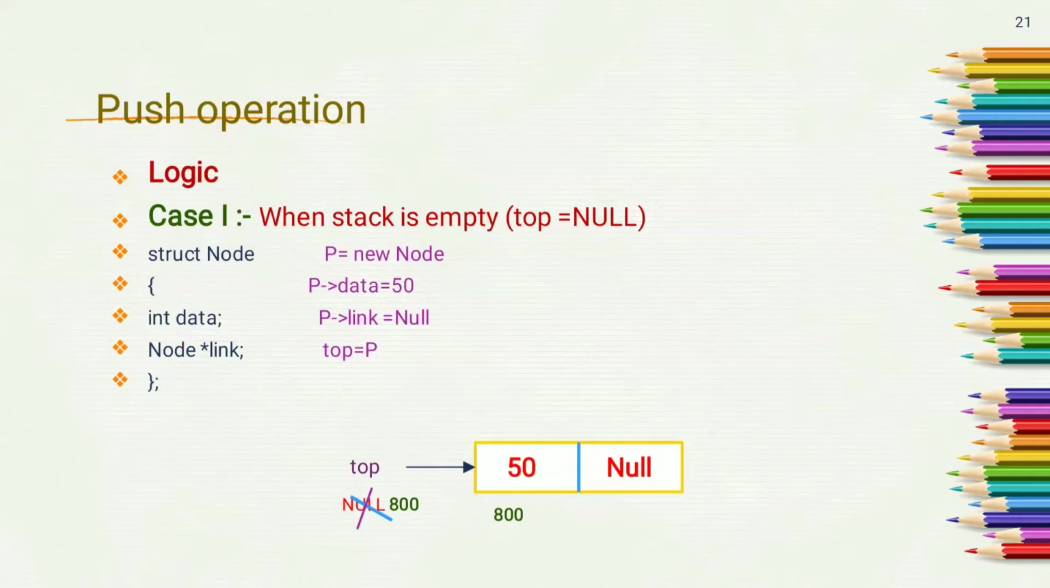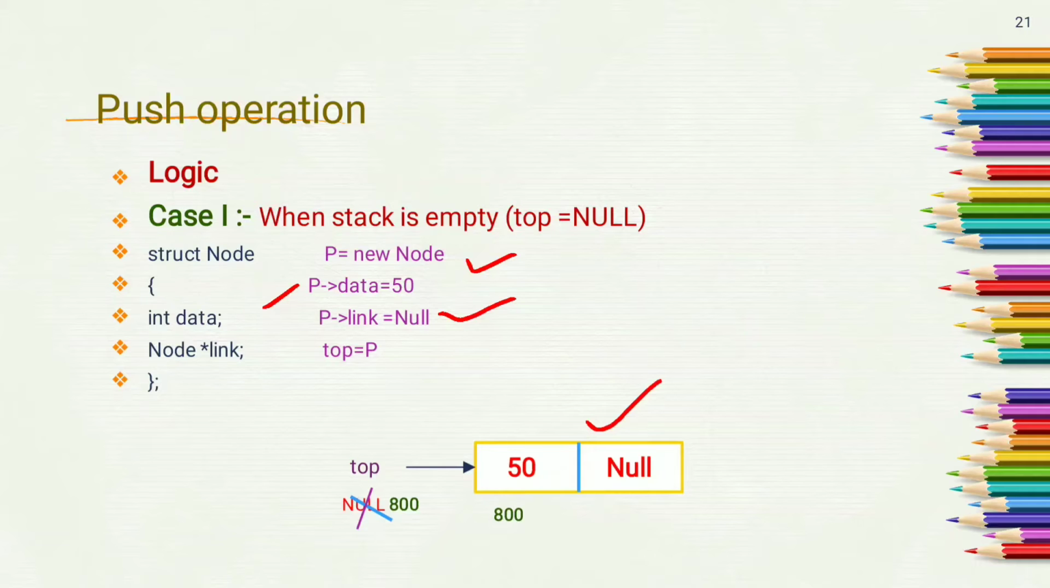When the stack is empty and we want to push an element into the stack, what we have to perform first is to create a new node by writing p equals new node, then store data into the node by writing p arrow data equals 50, and store null into the link field of the p node by writing p arrow link equals null, as this is the first node of the linked stack.